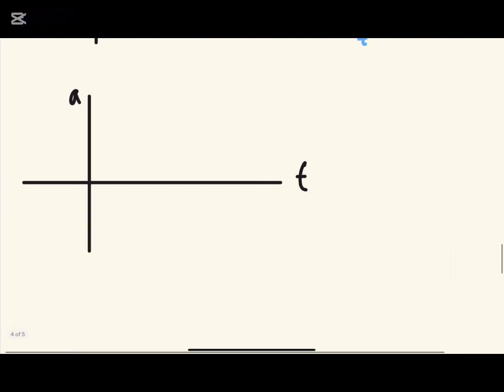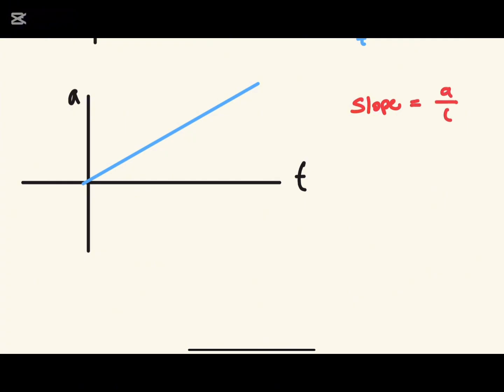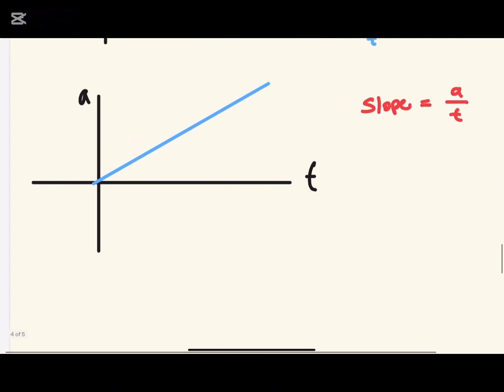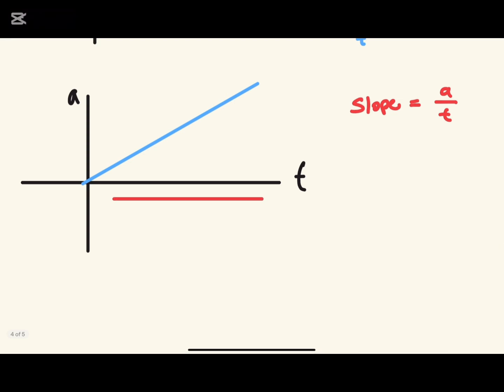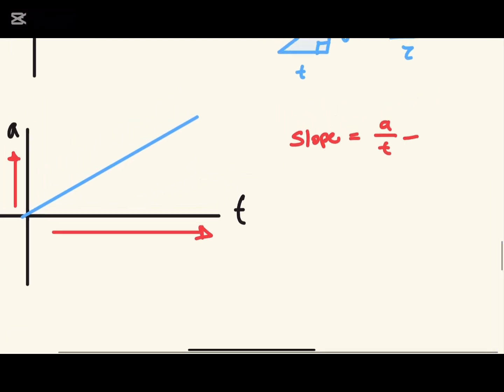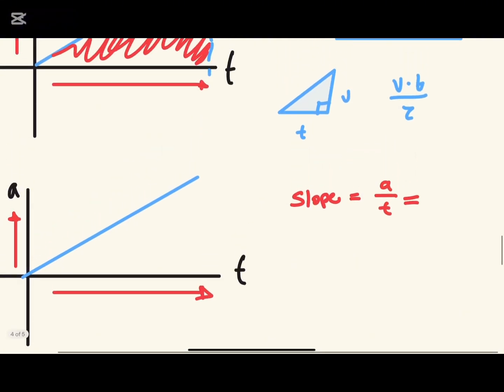Moving on to an acceleration time graph. The slope is equal to the acceleration over time because of the rise over run, remember? And then that is equal to the jerk. And in other words, jerk is actually just the difference of acceleration.